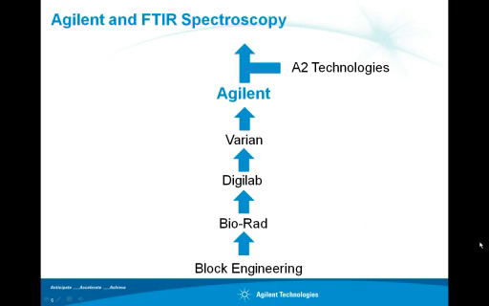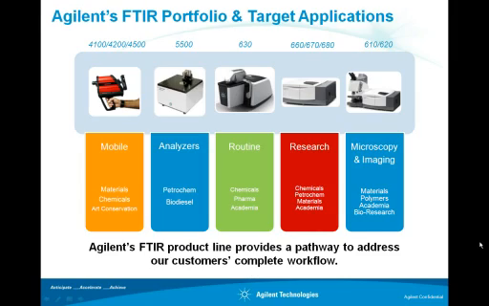And really, throughout the long history of this product line, it has been at the leading edge of technology with many firsts, such as the first MCT, first FTIR microscope, and the first chemical imaging system back in 2002. This history of innovation has continued more recently with the acquisition of A2 Technologies and the subsequent release of the 630, now the world's smallest FTIR. And I'll be talking about that next soon.